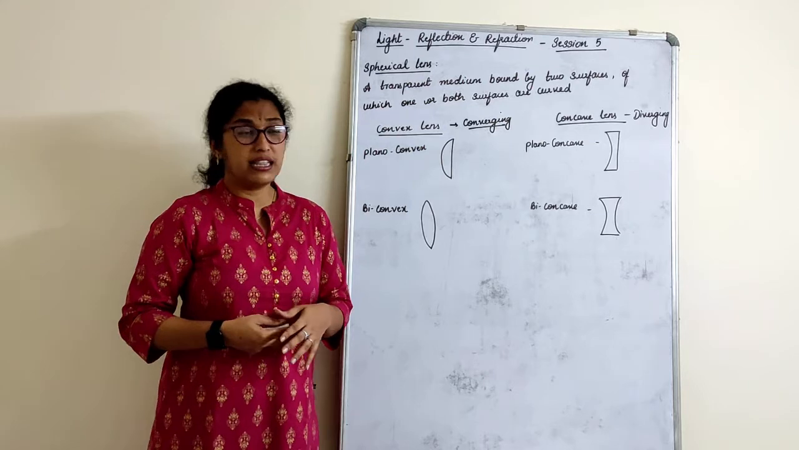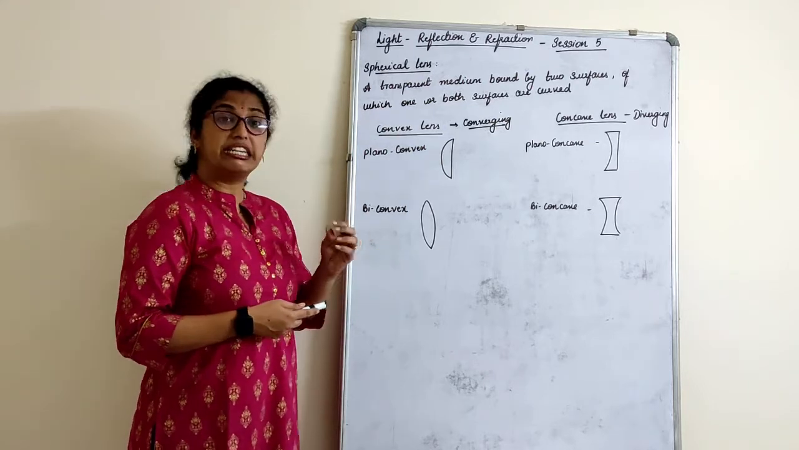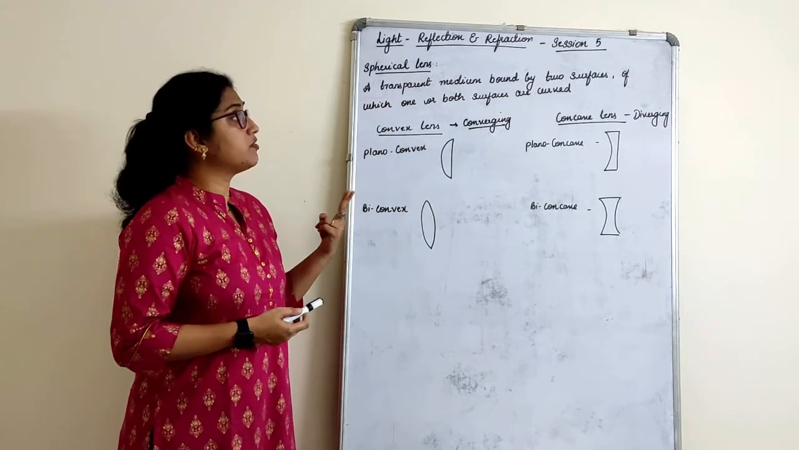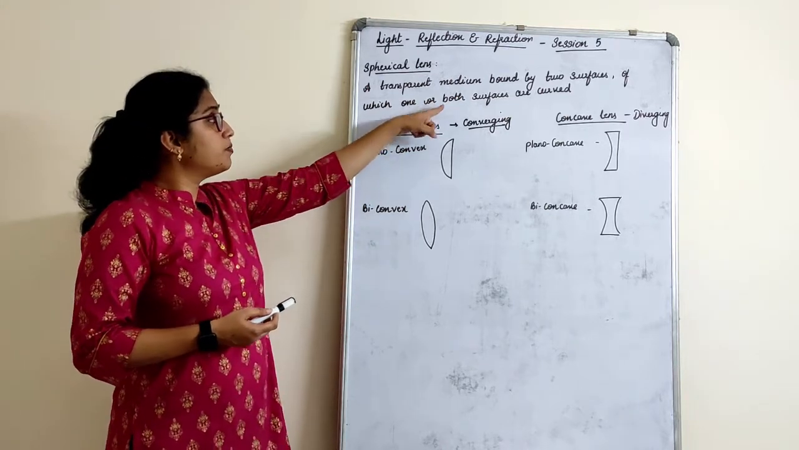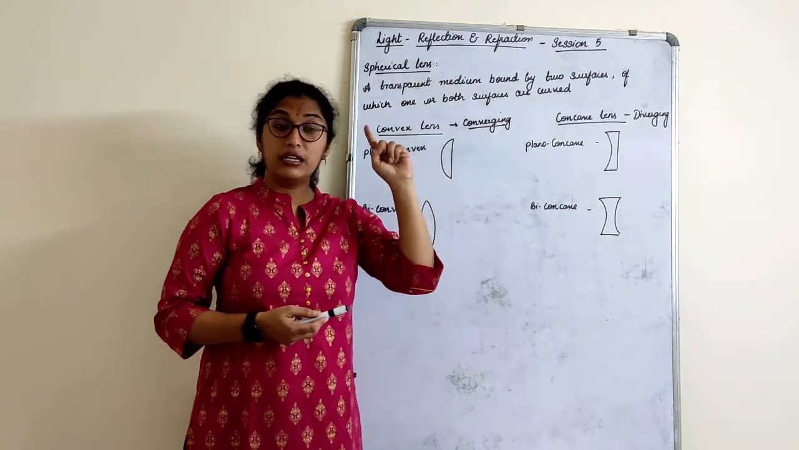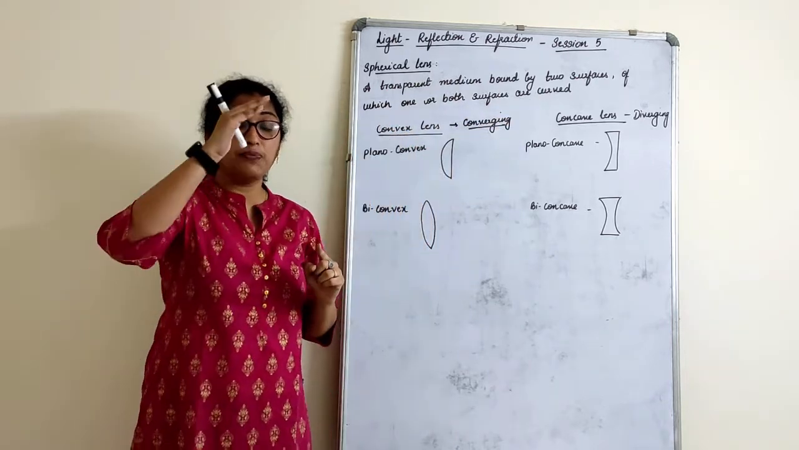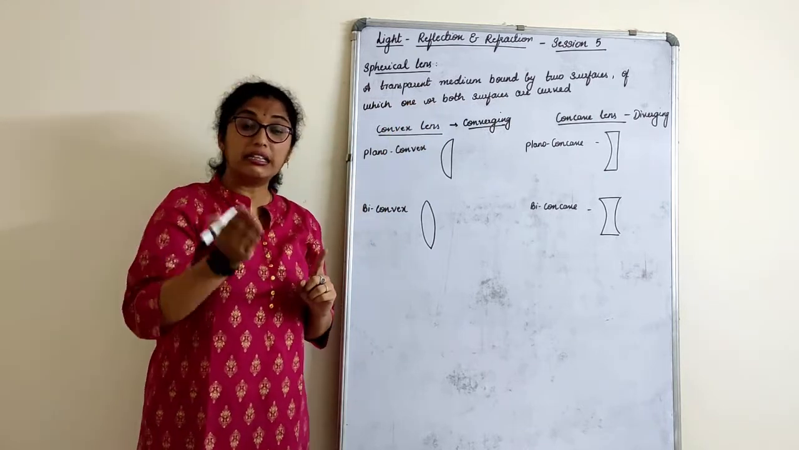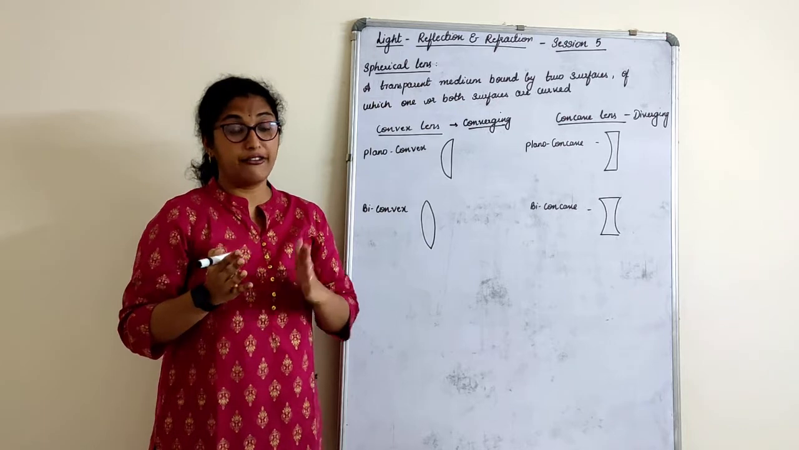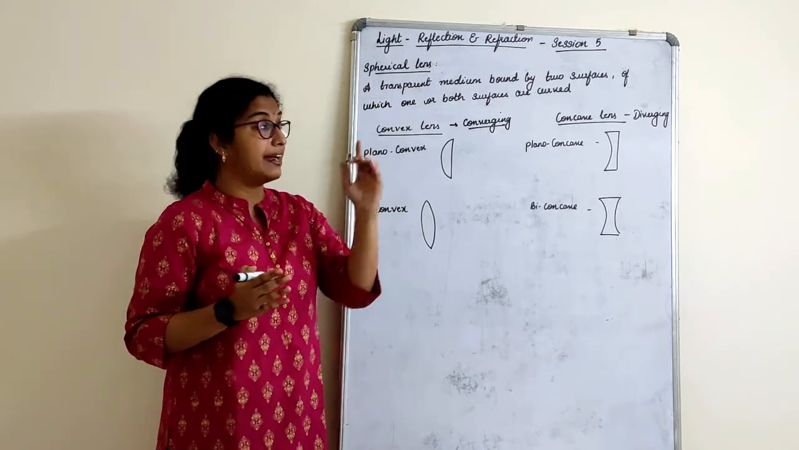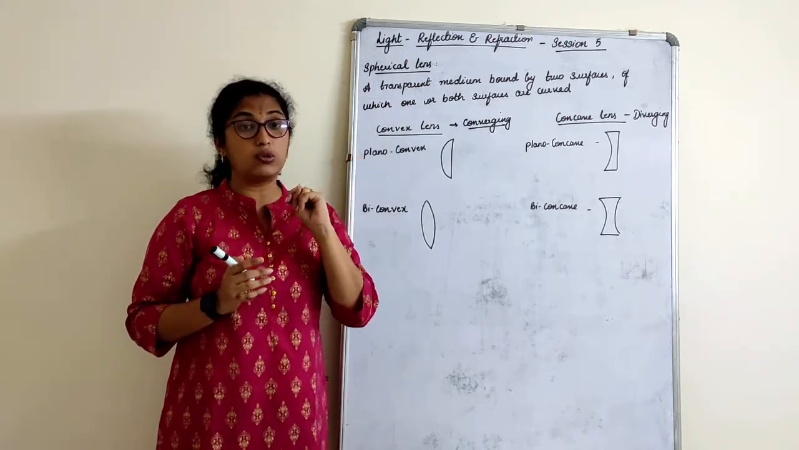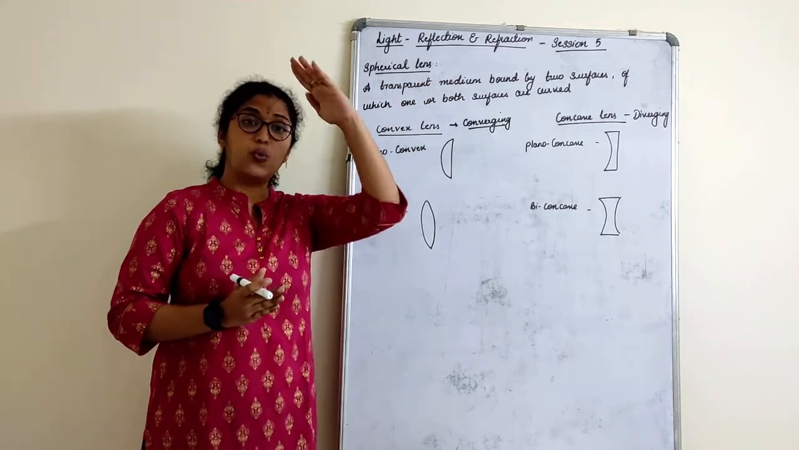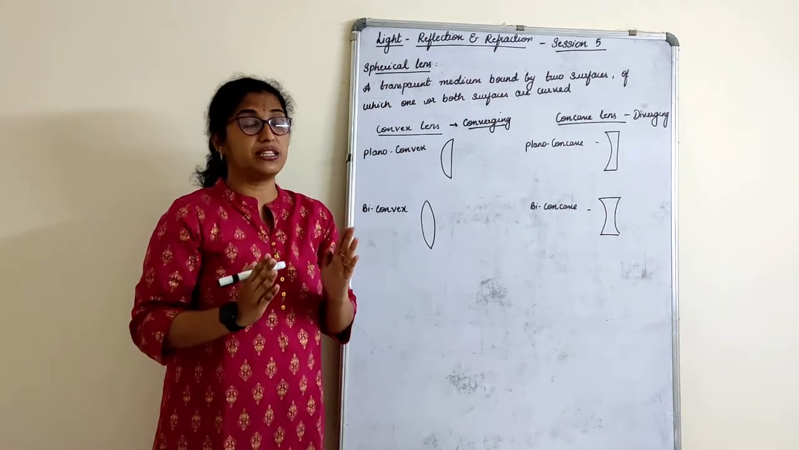So basically, what is a lens? A lens is a transparent refracting medium, a medium bound by two surfaces of which one or both surfaces are curved. Now what was a mirror? A mirror was bound by only one reflecting surface, where the other surface was polished rough. A lens is bounded by two surfaces where at least one or both surfaces are curved, otherwise one surface is curved and the other is flat.